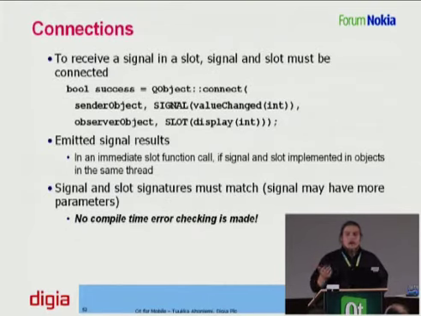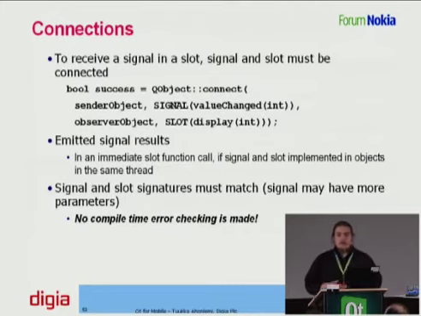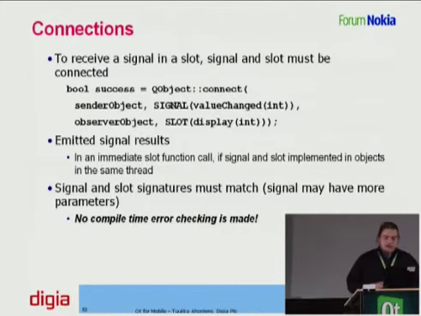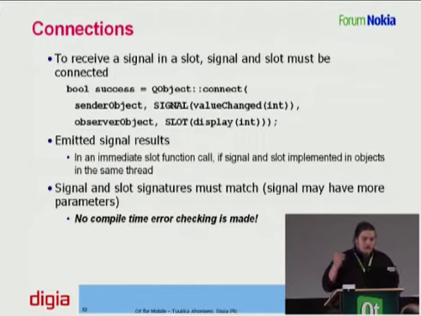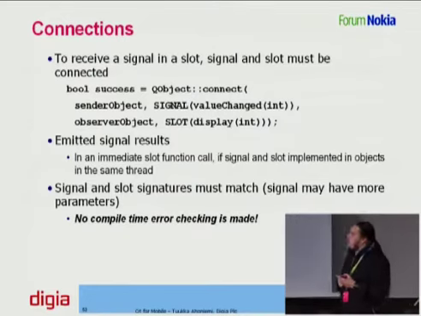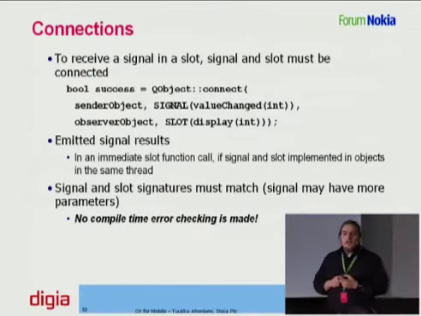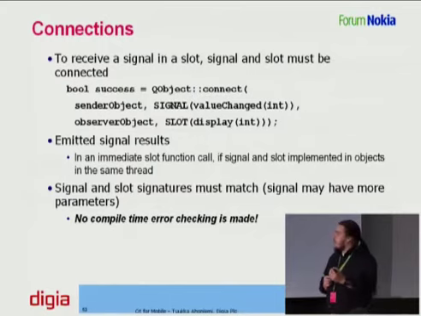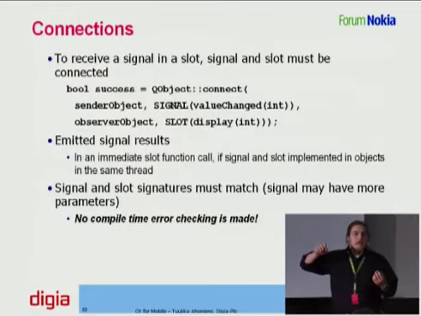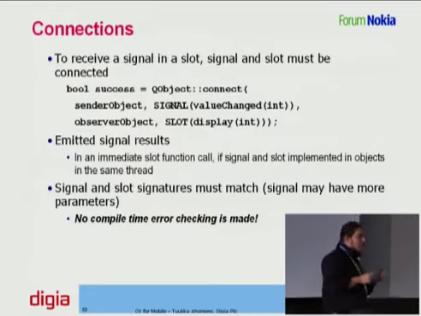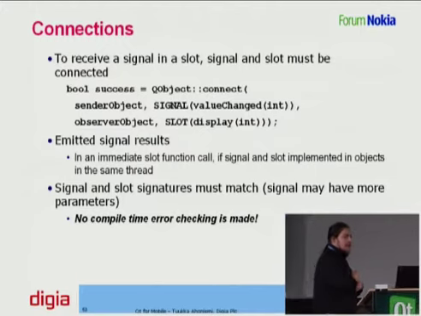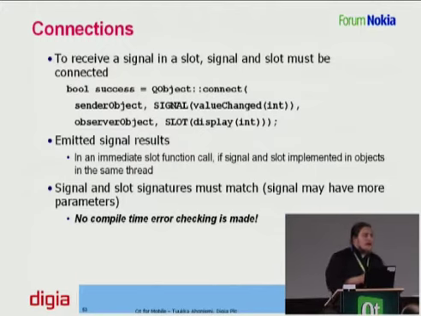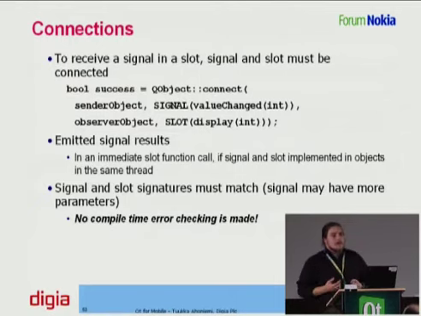Finally, the connection. Well, there's a function called connect. It takes four arguments. Five actually, but four are what you normally use. First one, you give the object that is emitting the signal. Who am I listening to here? Secondly, you give the name of the signal, in the signal macro. The third parameter is, well, who is listening? The observer object. And finally, the name of the slot function that would get called after the signal is emitted.